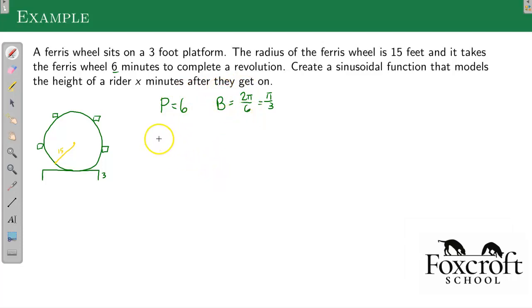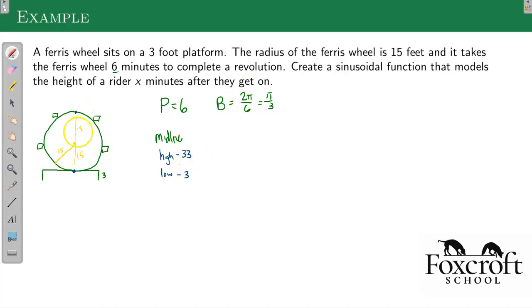Next is the midline. To find the midline, I first need to identify the highest value and the lowest. In this scenario, the lowest is actually the easier one to calculate. It's right here when you get on to the Ferris wheel. That's your lowest height, and that's when you're 3 feet off the ground. The highest point is when you're up here at the top. So to get to the middle, we know the radius is 15. To get to the top, you have to do another 15. So the highest point is going to be 33.